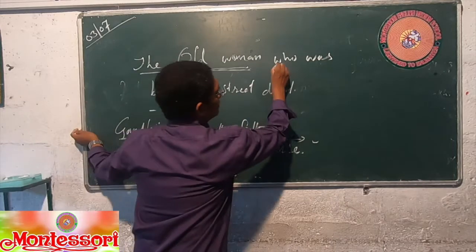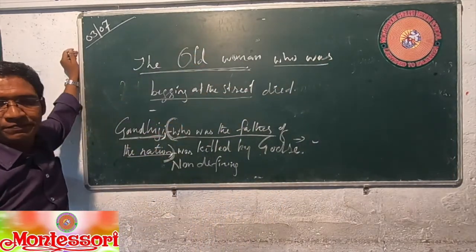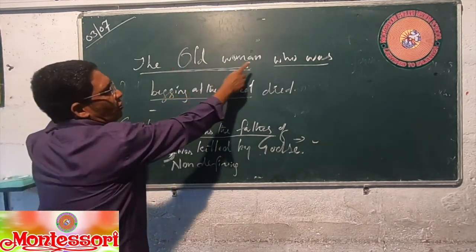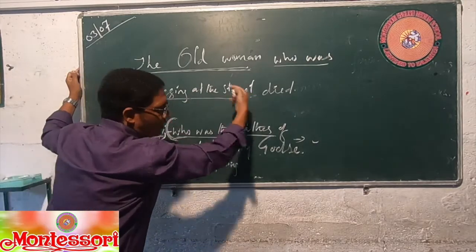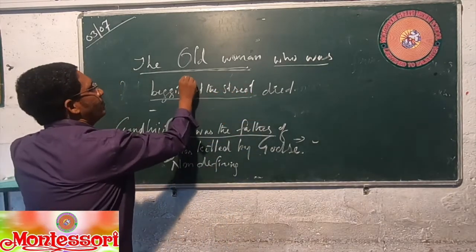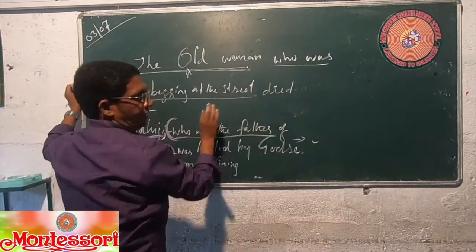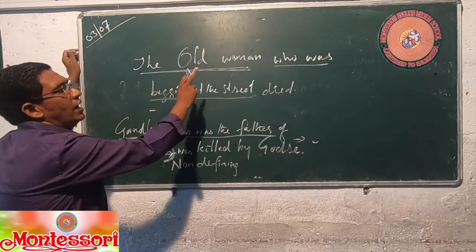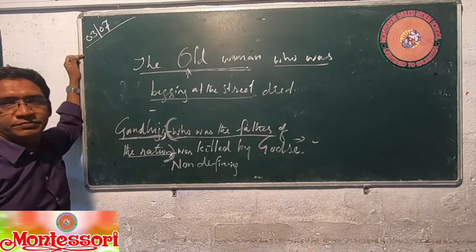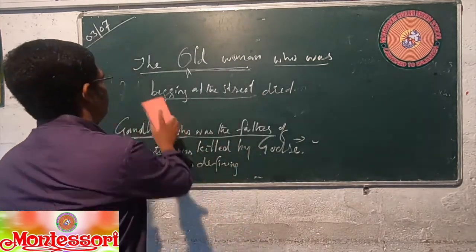Now by giving you this clause, I have defined to you which old woman died. Now if you notice the way I have written here, the old woman, no comma, begging at the street, no comma, no bracket, no hyphen. It means I am defining this old woman. This clause, which is underlined, of course for you to understand, is a defining clause because it defines this old woman. Got the point? One more example for you to understand better.